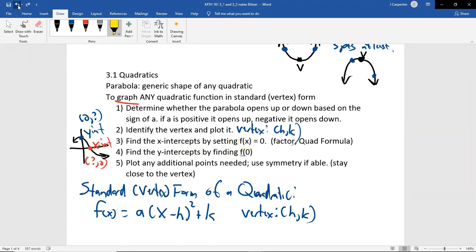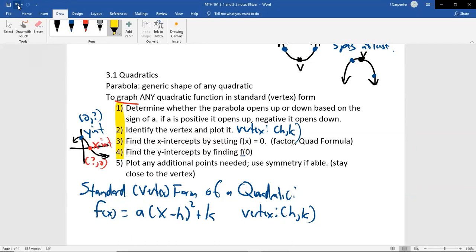Once you find all of your x-intercepts, of which there can be more than one, find your y-intercept by just plugging in 0 into the function. And this is pretty easy most of the time. Now I will say, once you've done steps 1 through 4 for these, usually you don't have to do step 5, which is plot any additional points as needed.